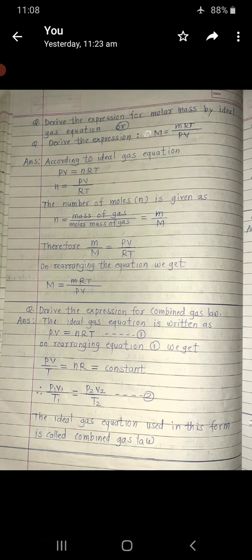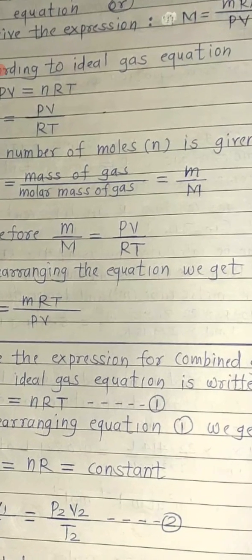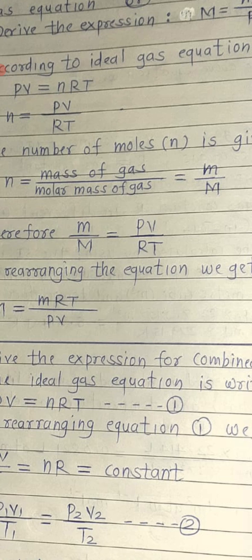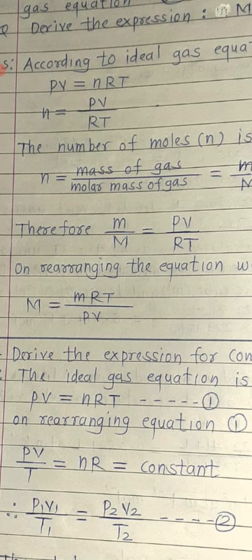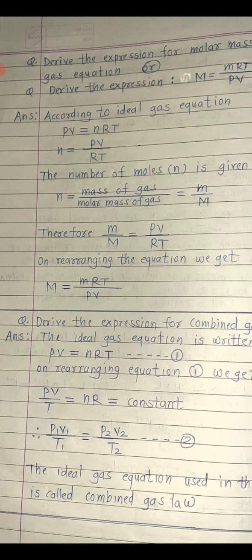The number of moles n is given by, what is the formula of number of moles? Number of moles is equal to mass of gas divided by molar mass of gas. So, n is equal to m upon M. Therefore, m upon M is equal to PV upon RT. By substituting the value of number of moles, we get small m upon capital M is equal to PV upon RT. On rearranging this equation, we get molar mass M is equal to mRT upon PV. So, this is the expression for molar mass by using the ideal gas equation.